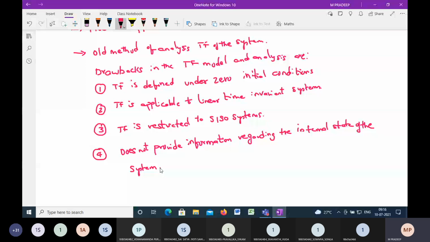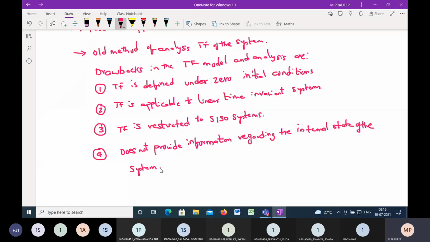In that, we are going to consider the analysis of the control system, as well as the design of the control system, which we are going to take up with the help of the state variable approach, or by using the simple state space method.